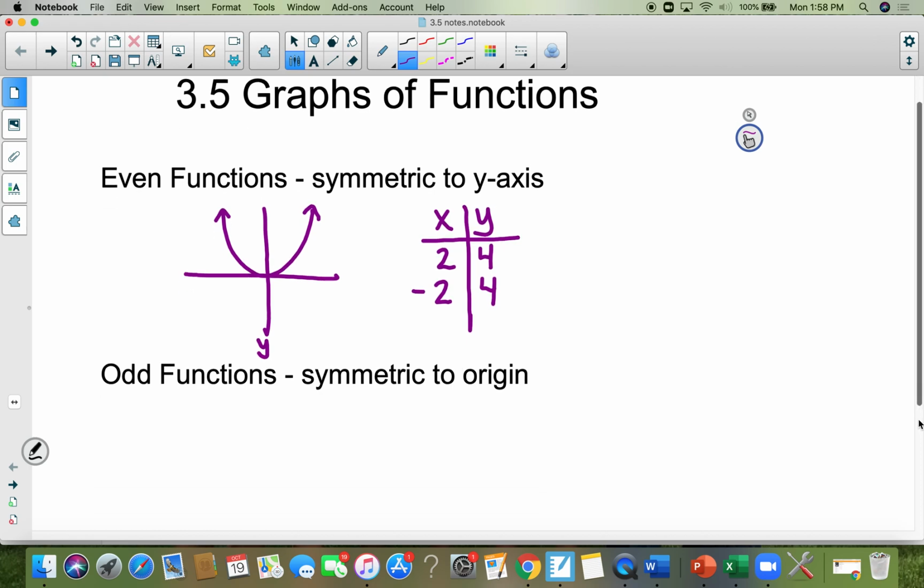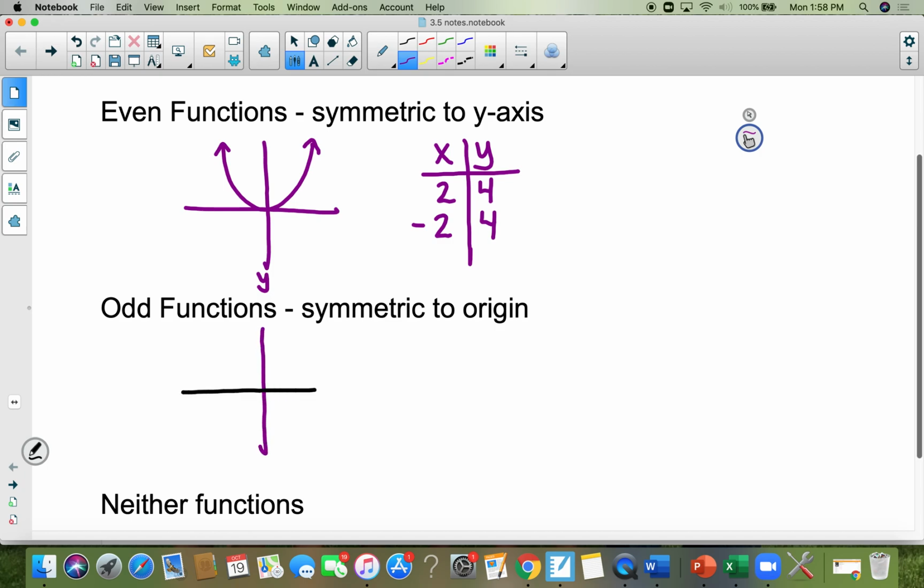An odd function, like this one, like a snake, is, again, symmetrical to the origin, but I like testing it using points. I like using x equals 2 and negative 2. If one is 4 and the other one comes out to be the opposite of it, then it's an odd function.